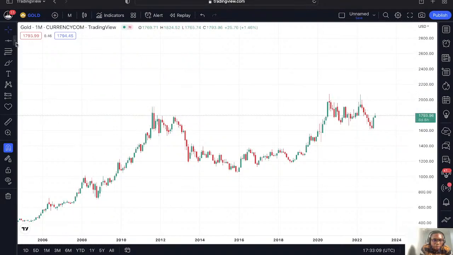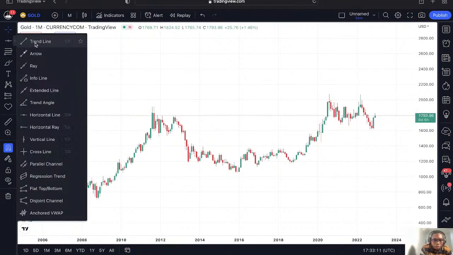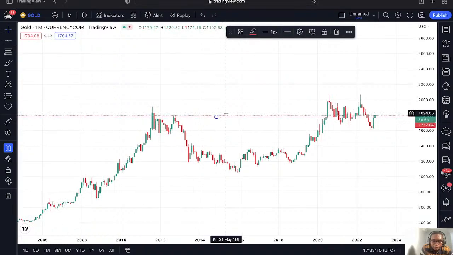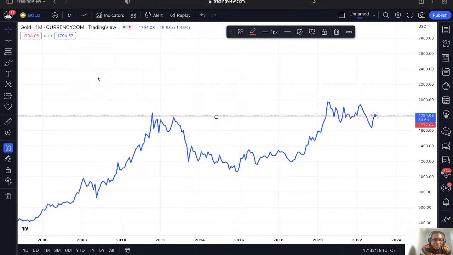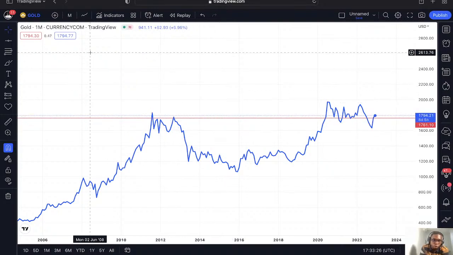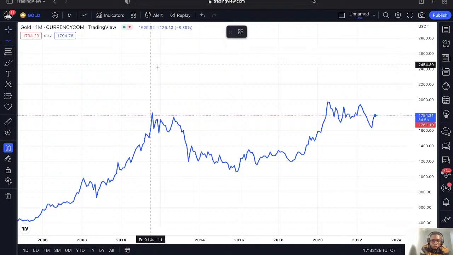So this is gold now. Let's map out the current levels that we have. Let me change it to a line chart, because when you change it to a line chart, you are able to see clearly the edges where your lines should be laid. Okay?